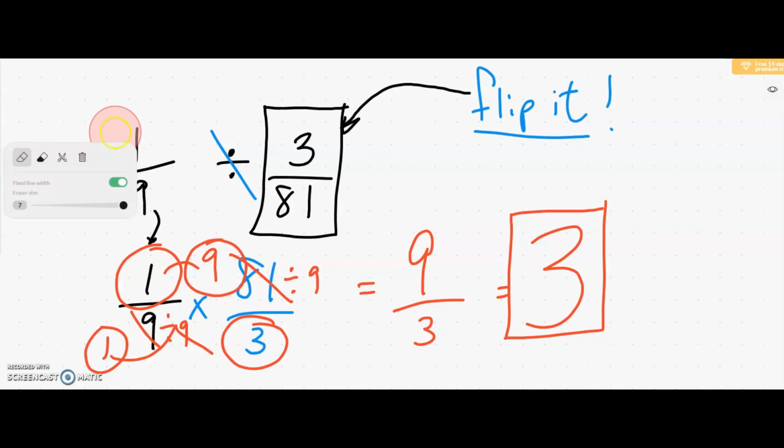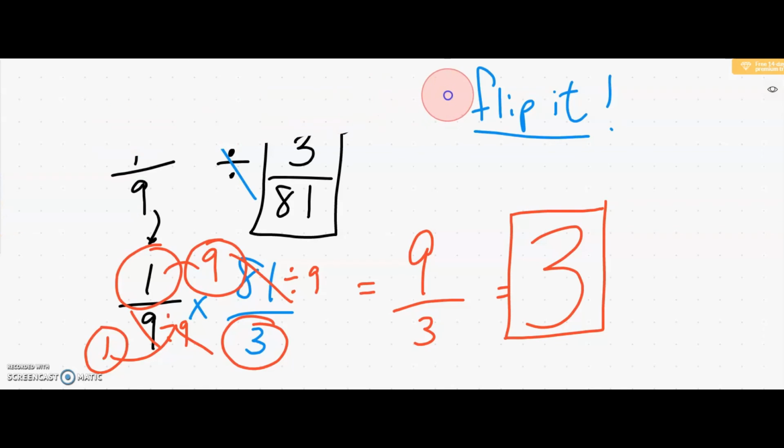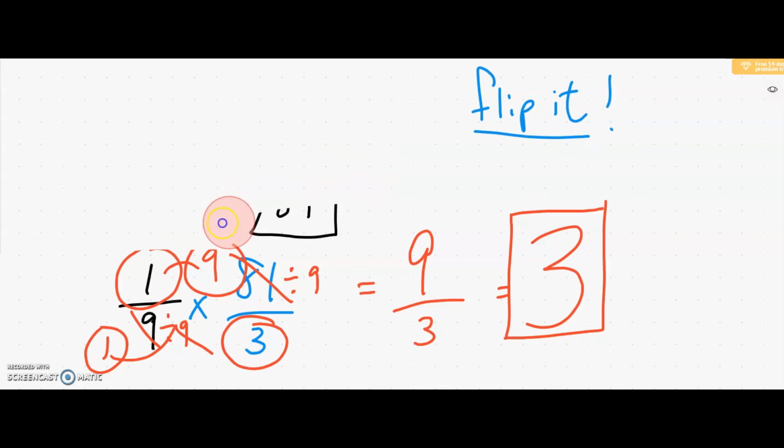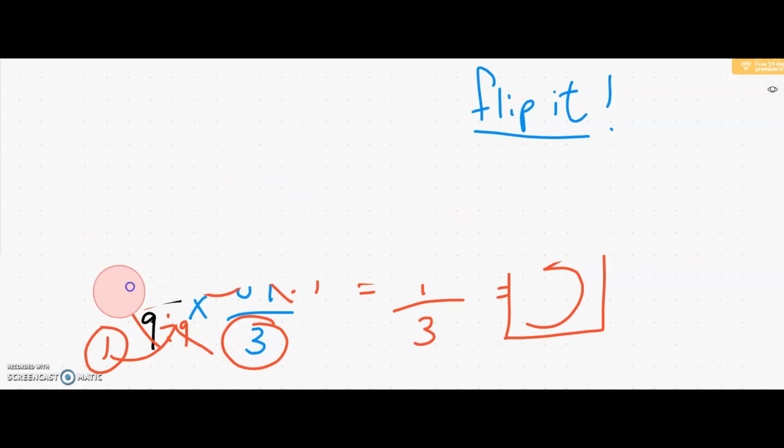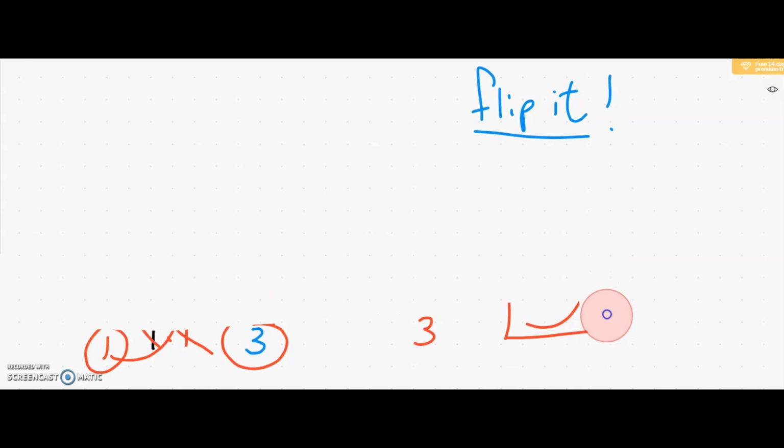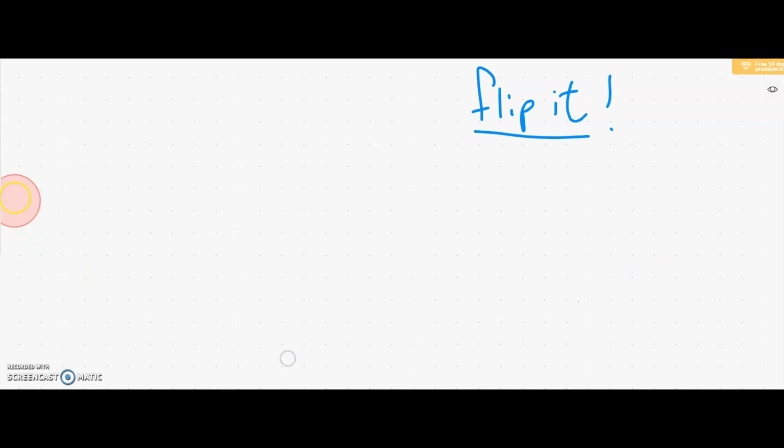So I'm going to erase everything that's up here, but I'm going to keep that word flip it. Okay, flip it is what we're going to need to keep up there, so you can use it as a rule to follow by. Eventually you won't need it there, but I'm trying to get you guys accustomed to remembering to do it, because if you forget to do it, you're not going to get any of these problems right.